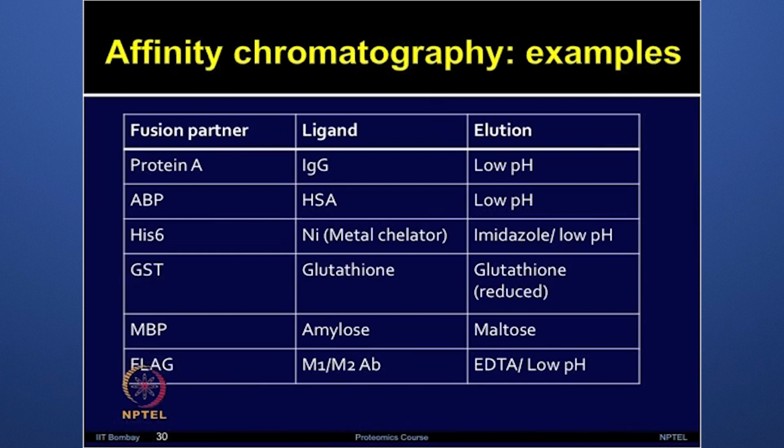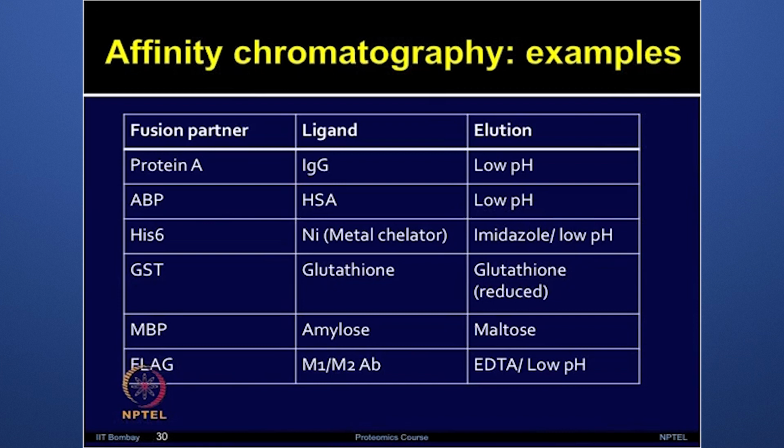ABP binds with HSA, and elution is again with low pH. The 6-histidine tag binds with nickel NTA columns, the metal chelators, and imidazole or low pH conditions can be used for elution. GST, glutathione S-transferase, binds with glutathione, and reduced glutathione is used for elution. The maltose binding protein, MBP, binds with amylose, and it can be eluted with maltose.